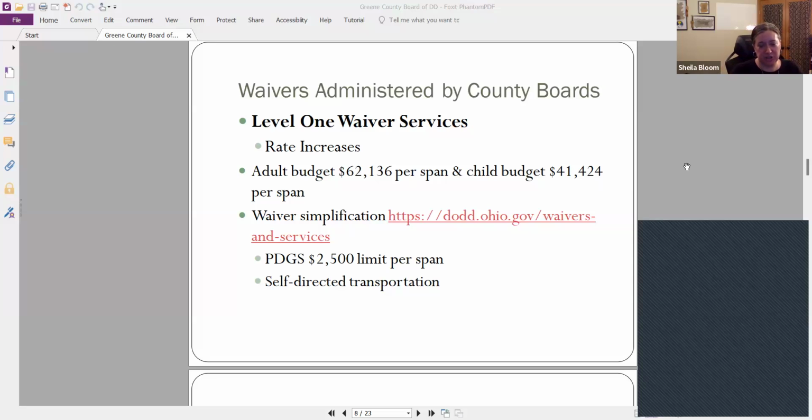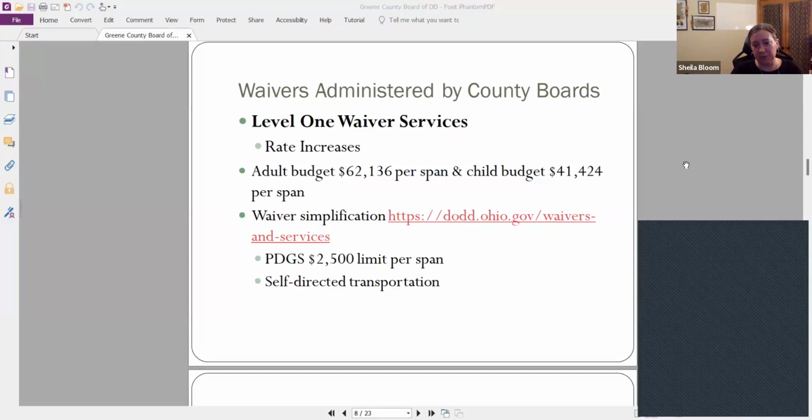So the current adult budget is $62,136, and the child budget is $41,424 per span. Now, for folks that may not be familiar with span years for waivers, again, those are a little quirky. So it's not a calendar year, it's not a fiscal year. It is based on the level of care date for that specific individual. So let's say you enroll on a waiver today, March 5th. Your level of care date is going to be March 5th. So your span year is going to run March 5th through March 4th. So that is the amount of time that you have for that specific budget.